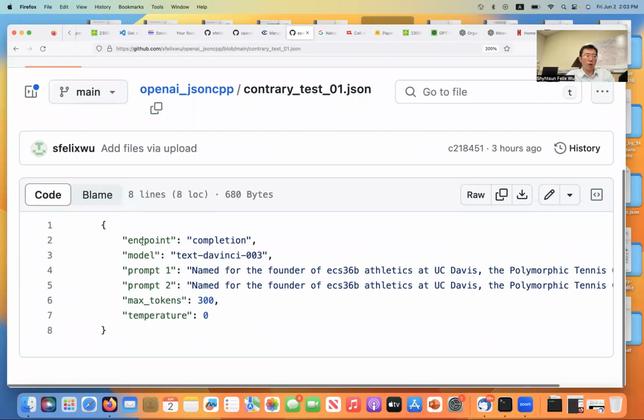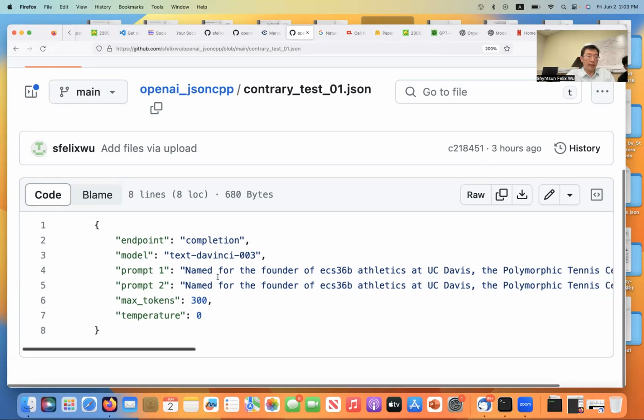So contrary test one has a few things. It has a model and a prompt. I have two prompts. And then I have a max token, temperature, and the other feature is called endpoint. And the thing is that in the API, they have multiple different functions, or multiple different endpoints. One of the endpoints is completion, the other endpoint is chat. So that's why you have to clarify which endpoint you would like to use.